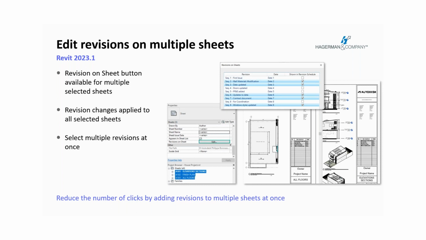And again, just to point out, you can access this parameter via the instance properties of each sheet. And again, this is for sheets that you want to include in your revision issue that don't already have an actual revision on them. If they have an actual revision on them, they will show in the revision schedule by default.